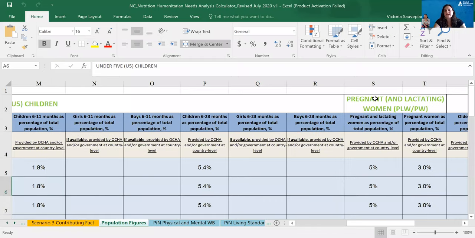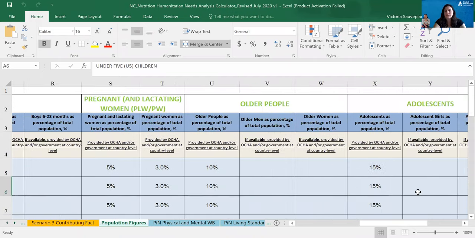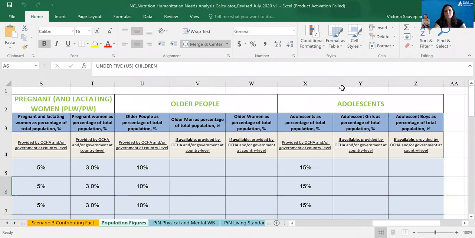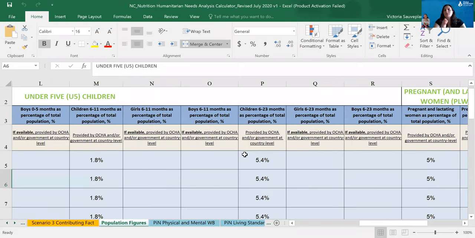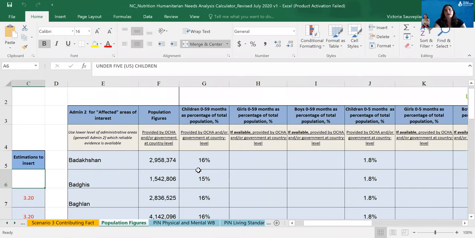We also have the breakdown for pregnant and lactating women. So here we have PLW included as a whole, and here we just have pregnant women, older people disaggregated by men and women, and same thing with adolescent girls and boys over here. So depending on the information you have at country level, you can complete this as much as possible. Ideally it is at least for the entire age group, but we are generally pushing more and more for sex disaggregated data. So hopefully we could have a breakdown, or at least assume a 50% breakdown if you have no information. So I think that could be a key point.